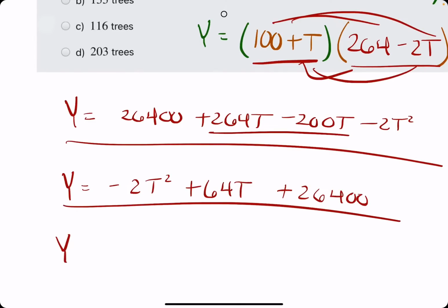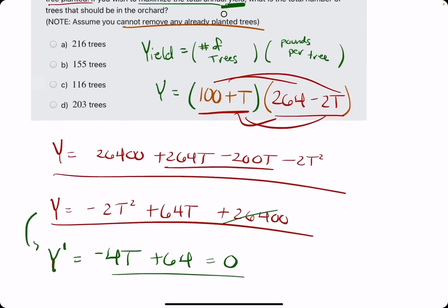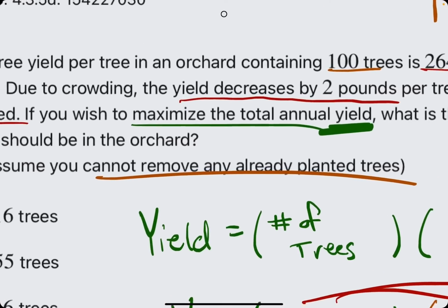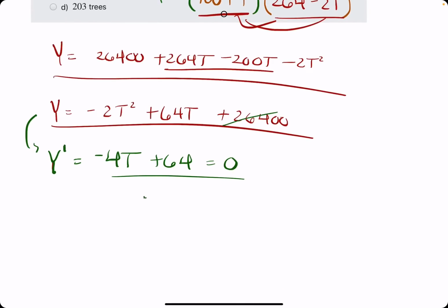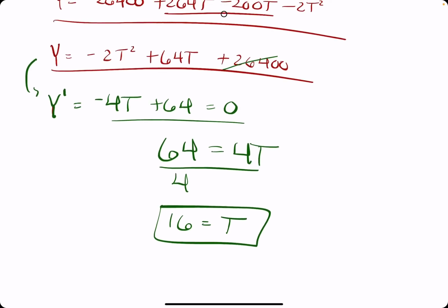Now that we have the yield in a somewhat simplified form, we want to find its derivative, y prime. So y prime is negative 4t plus 64. The constant goes to 0. And now we set the derivative equal to 0 because we're finding the critical point, the t value for which the yield could be maximized. So what should we do? Let's add the 4t to the right side, then divide by 4. 64 divided by 4 is 16. And so we find that t is 16.